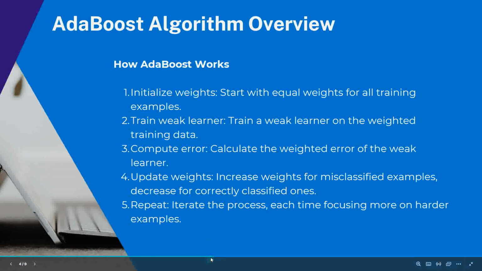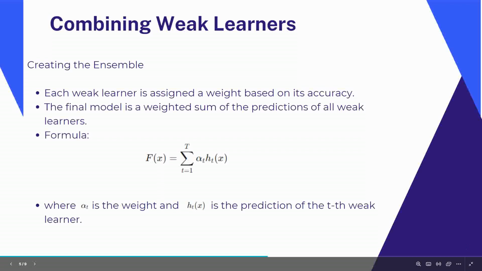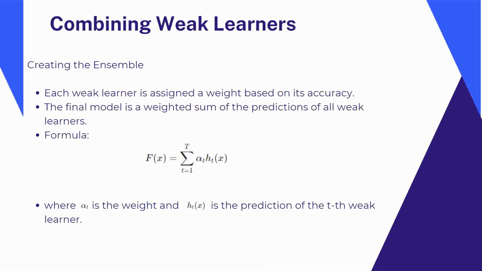We repeat this process, each time focusing more on the harder examples. Iterating this process, each time focusing on the harder examples. Understanding this AdaBoost algorithm, combining weak learners will give us a robust system.